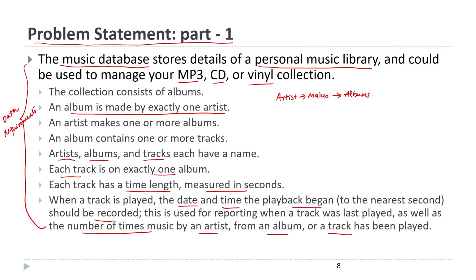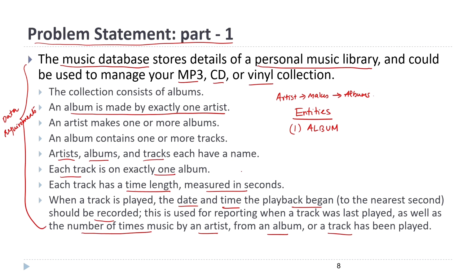So, if you take a look into it, you can see that we have already discussed there is an artist and an album, then there is a track, and we also need to keep track of when the thing was played. So, in a broad sense, the first thing I will do is try to identify the entities, which are the major entities as part of this. From the write-up we say that a collection consists of albums. So, album is an entity.